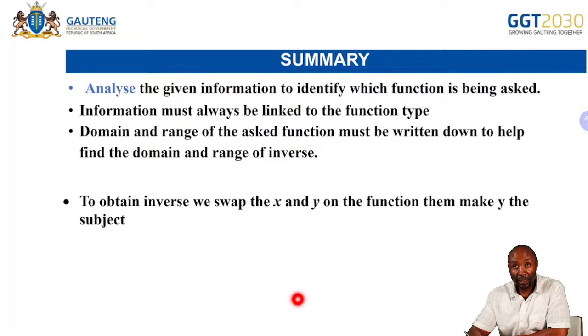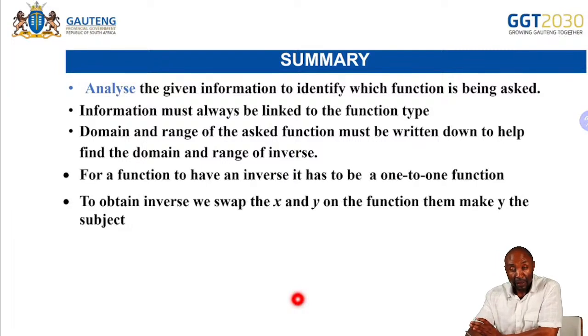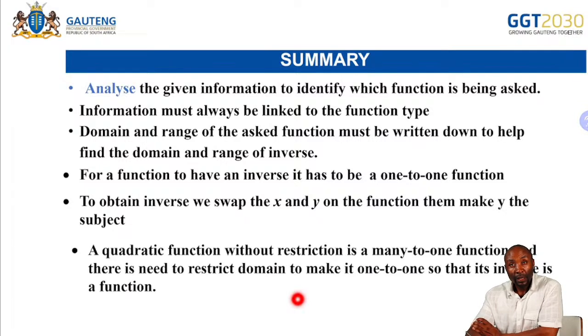To obtain the inverse, we remember the steps. We write it in the form y equals, we swap x and y, and we make y the subject again. For a function to have an inverse, it has to be a one-to-one function. Remember, for a function to have an inverse which is also a function, it has to be one-to-one. A quadratic function without a restriction, which is a many-to-one function, has an inverse that will not be a function. Hence, there is need for us to restrict the domain so that we deal with a one-to-one function so that its inverse is a function.